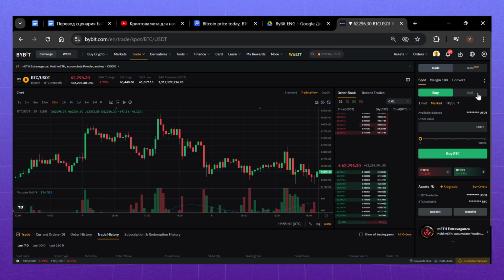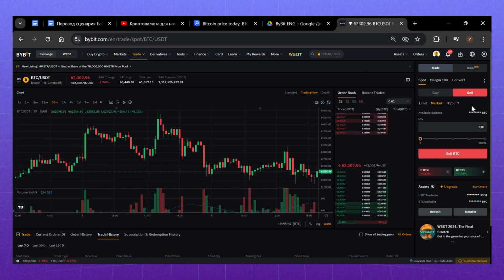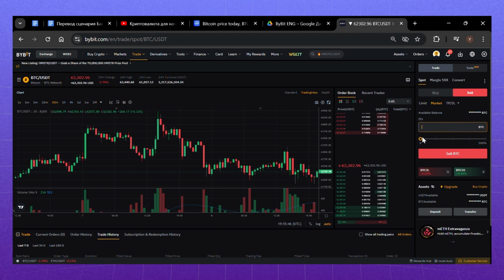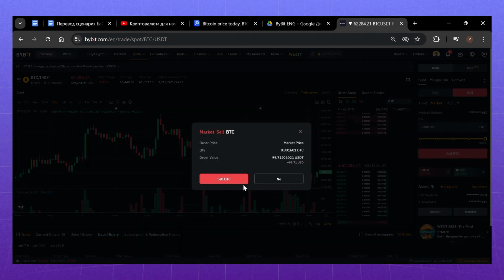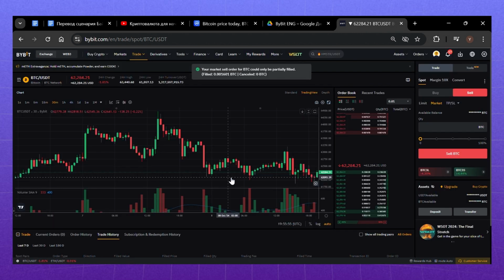If you now need to sell the Bitcoin you just bought at the market price, follow these steps. First, click on sell, make sure Bitcoin is selected. Second, choose the amount of Bitcoin you want to sell. You can either type in the exact amount or select 100% if you want to sell everything. Third, confirm the sale by clicking sell. This process is called selling at market price, or a market order.